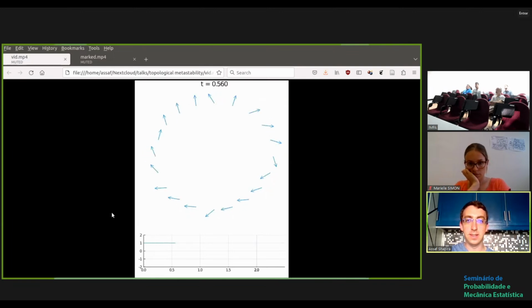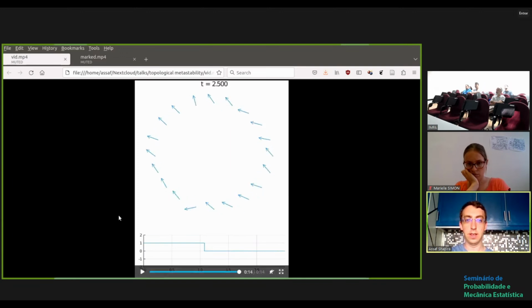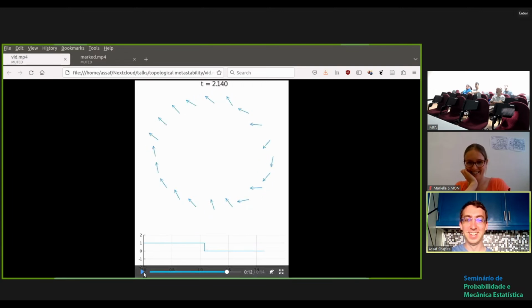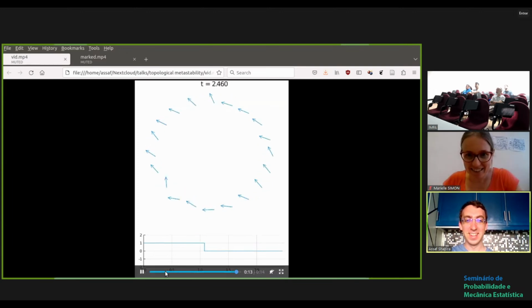So you see here the dynamics. We started at winding number 1, and now it's jumped to 0. You see that the spins are aligned up to some fluctuations. And I don't know if any of you noticed the point where 2 neighboring spins pointed in opposite directions. So run it again and try to find the 2 spins that point in opposite directions. Okay, I'll put it again.